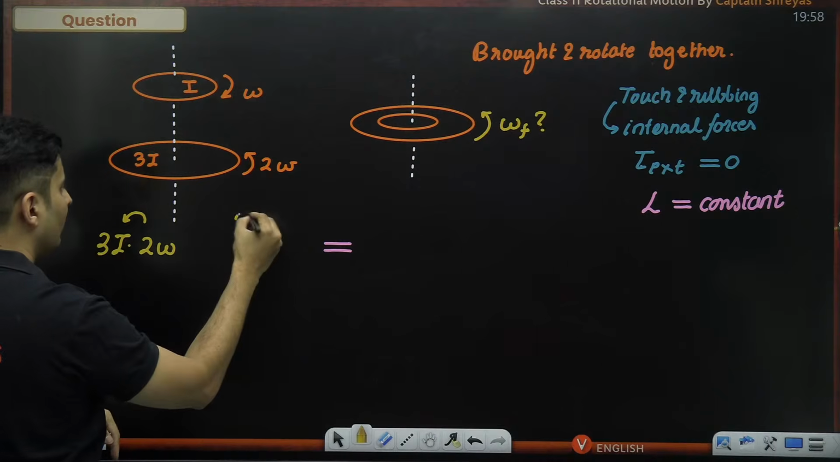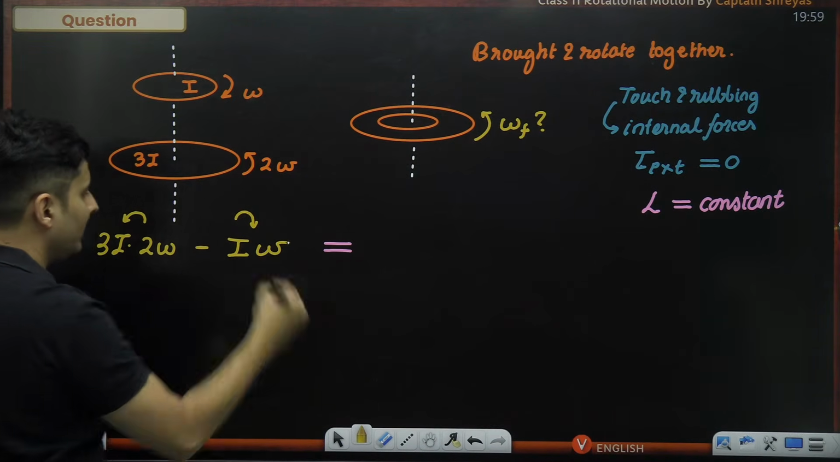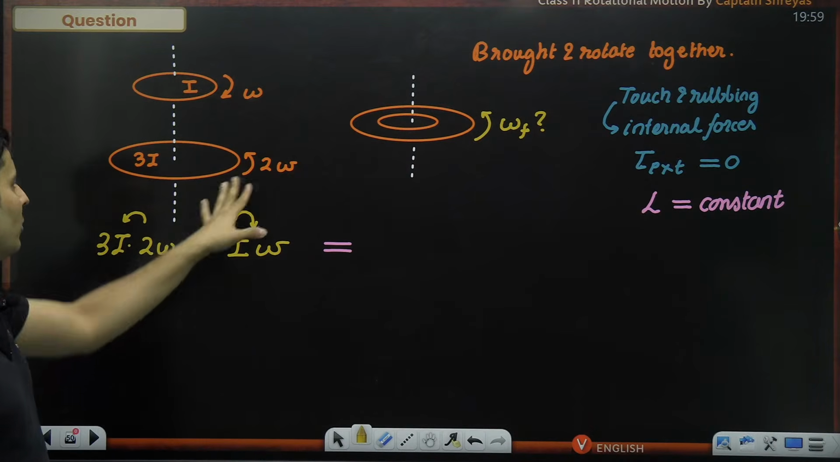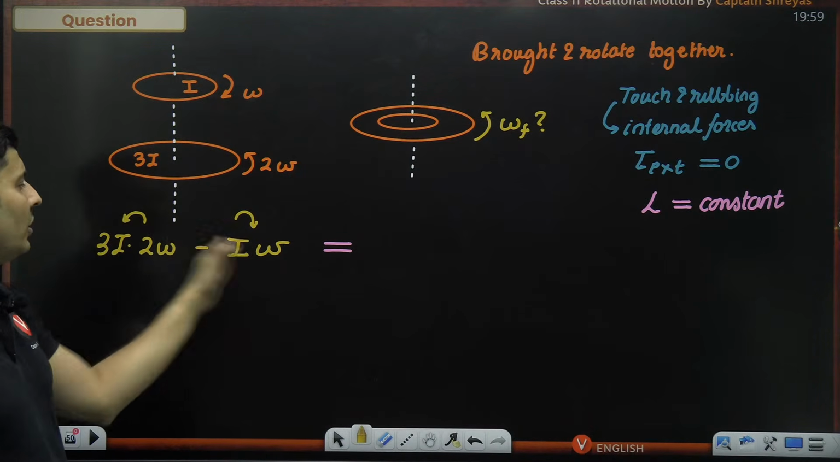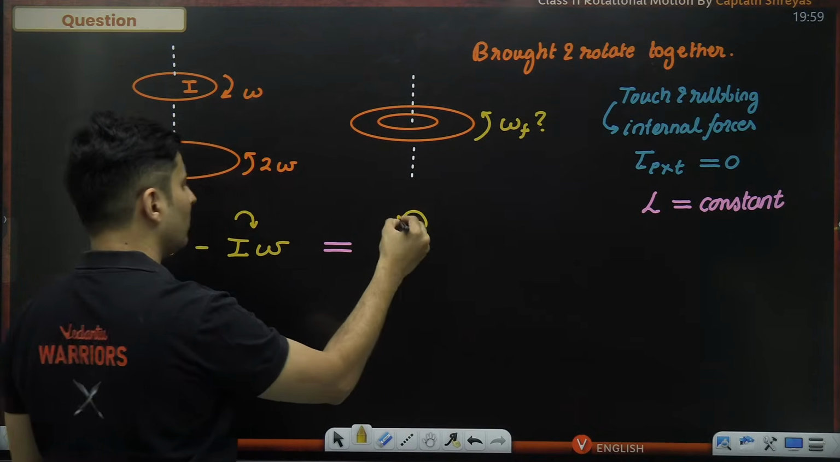So this will have clockwise, that means it will be negative, and it will be just I into omega. I omega is the angular momentum. So for this one, it is 3I into 2 omega. For this one, it is I into omega, but opposite. So minus sign. Lastly, it is anti-clockwise, so I have to keep it positive.